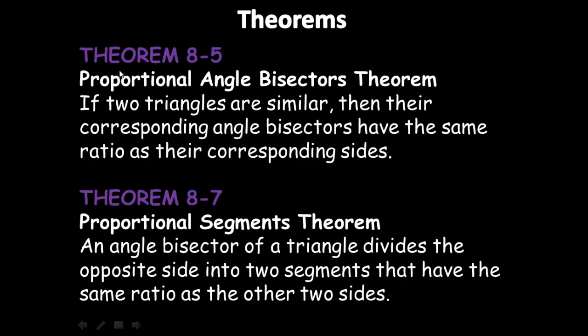Alright, we've already discussed Theorem 8.5, Proportional Angle Bisectors Theorem. If two triangles are similar, then their corresponding angle bisectors have the same ratio as their corresponding sides. We even worked some examples of this in the last lesson. And then we're introducing the Proportional Segments Theorem. It says an angle bisector of a triangle divides the opposite side into two segments that have the same ratio as the other two sides.